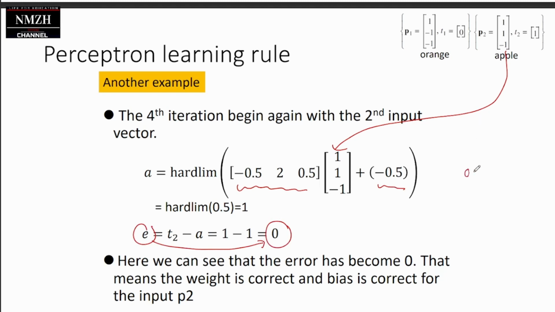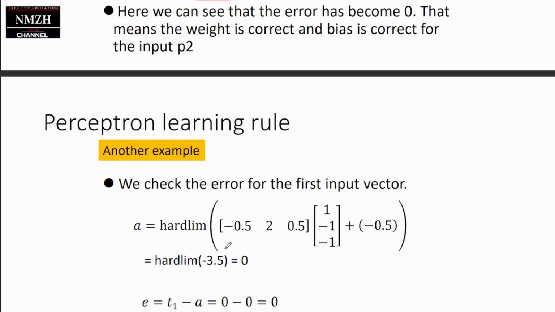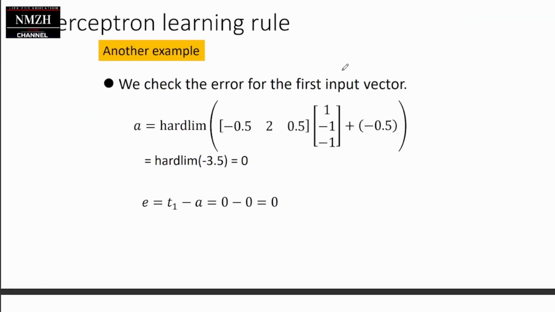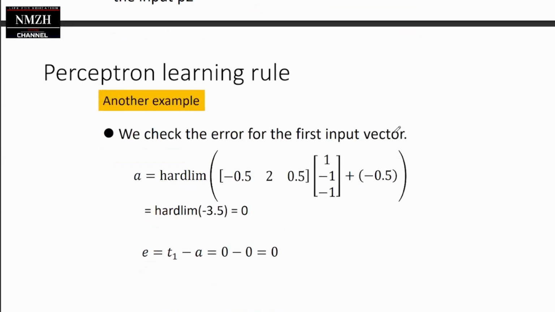So orange, apple, orange, apple: one time, two times, three times, four times. This one is the fourth time, apple, and we have no error in the weight. That means the weight and bias are correct for the input P2. Then we check again using this weight and bias for any input.